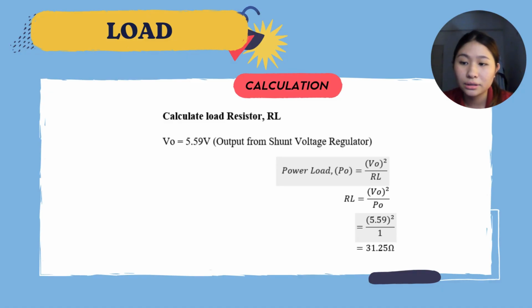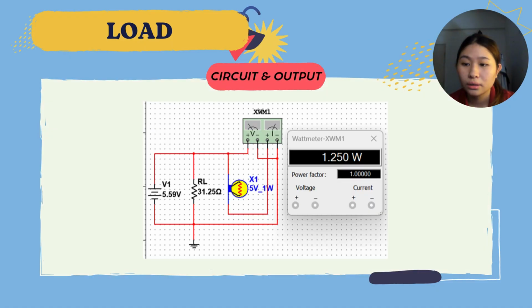This slide shows the calculation of the load resistor. The formula given for the power of the load is output voltage squared over load resistor, which we get 31.25 ohm. The input voltage to the load circuit is 5.59 volt, and the load resistor is 31.25 ohm.